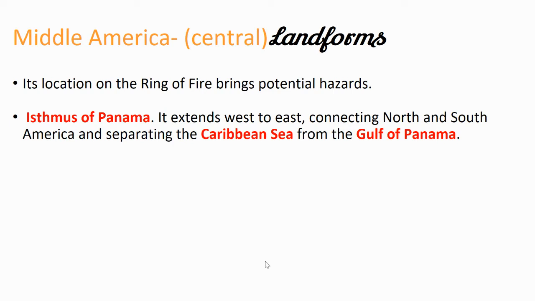Middle America landforms: Central America is located on the ring of fire, which brings potential hazards. The Caribbean is not going to be on the ring of fire. The Isthmus of Panama extends east to west, connecting North and South America and separating the Caribbean Sea from the Gulf of Panama.